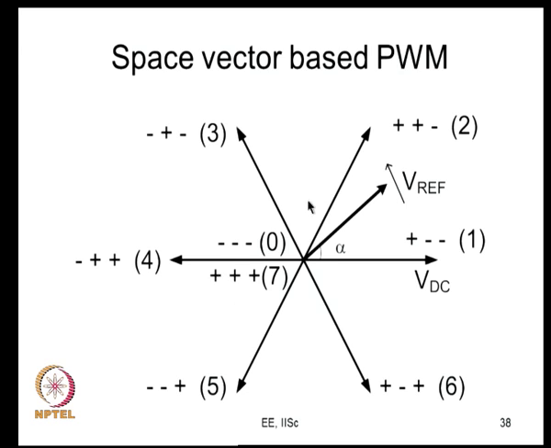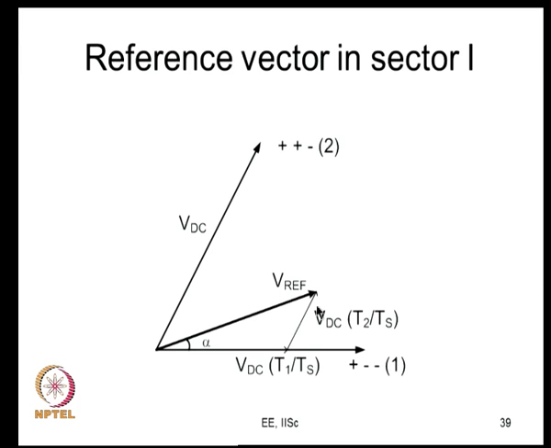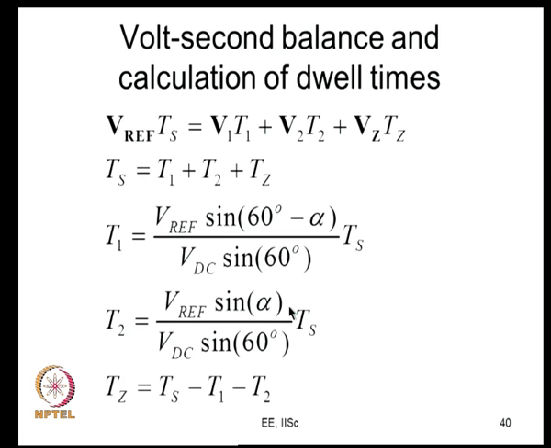You have a revolving reference vector, you are sampling it once in every subcycle time, and then you are going to apply this vector for T1 seconds and this for T2 seconds and the null vector for Tz seconds to realize this vector in an average sense, we know this. This is how you do your volt second balance. Vref is applied, Vref over Ts is what you need. So, you apply V1 for T1 seconds, V2 for T2 seconds and Vz for Tz seconds, such that T1 plus T2 plus Tz is Ts. So, you have maintained your volt second balance.